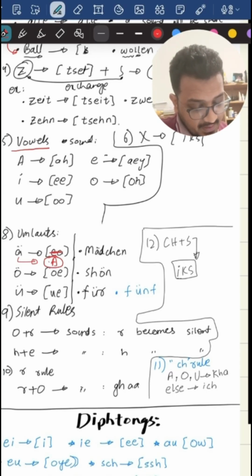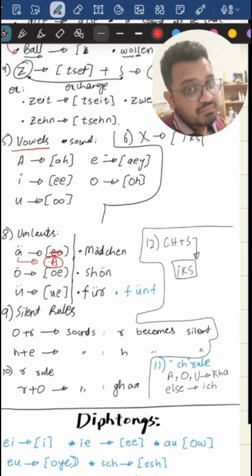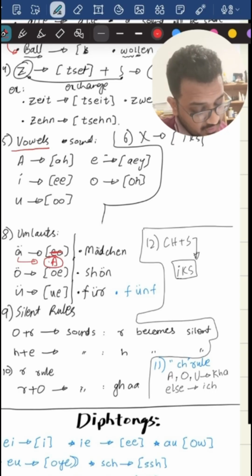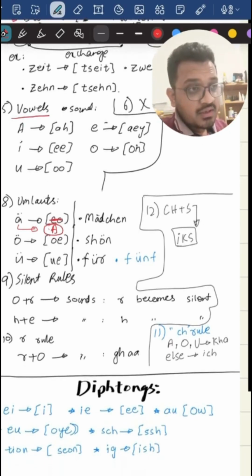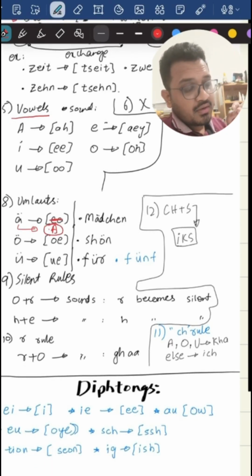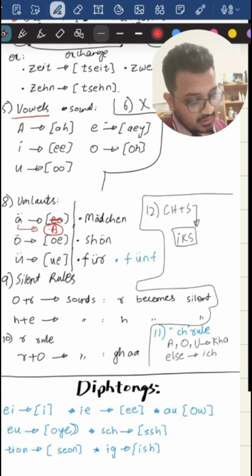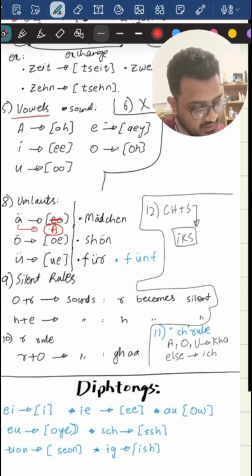These are the examples basically. Now we move to the ninth. Here I wrote that wherever the R comes, whenever a vowel comes before the R, the R sound becomes silent. And the next rule is wherever the H comes before a vowel, the H sound becomes silent.